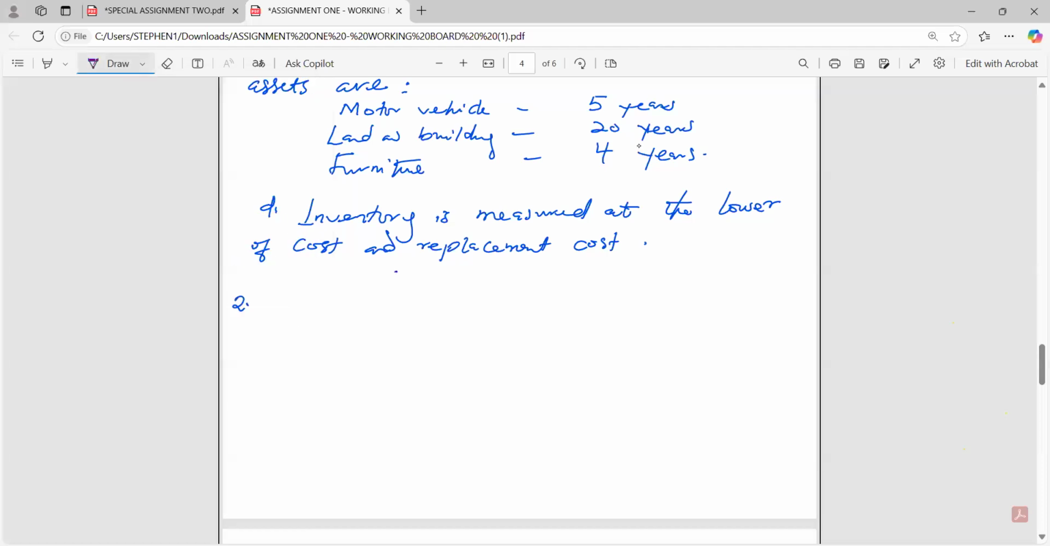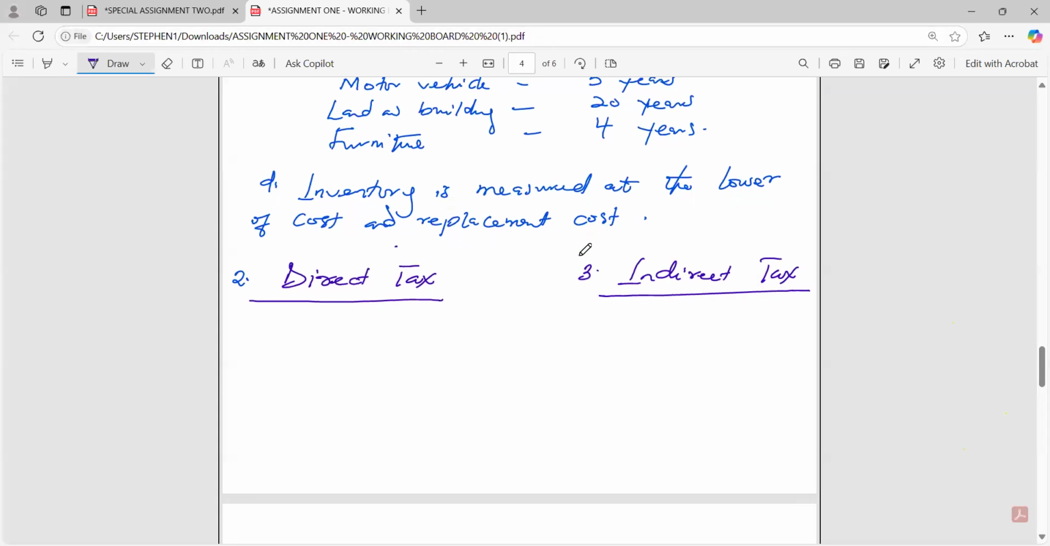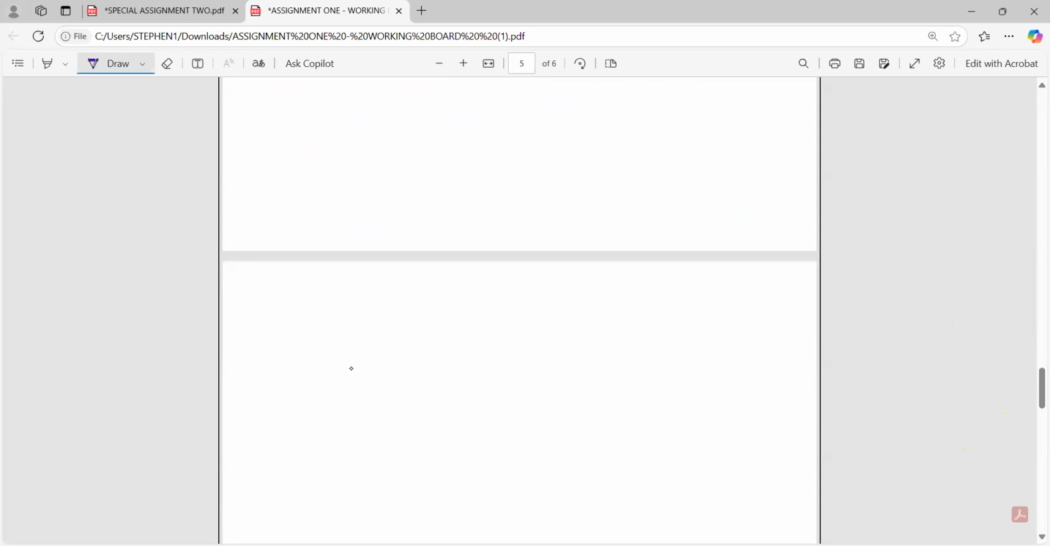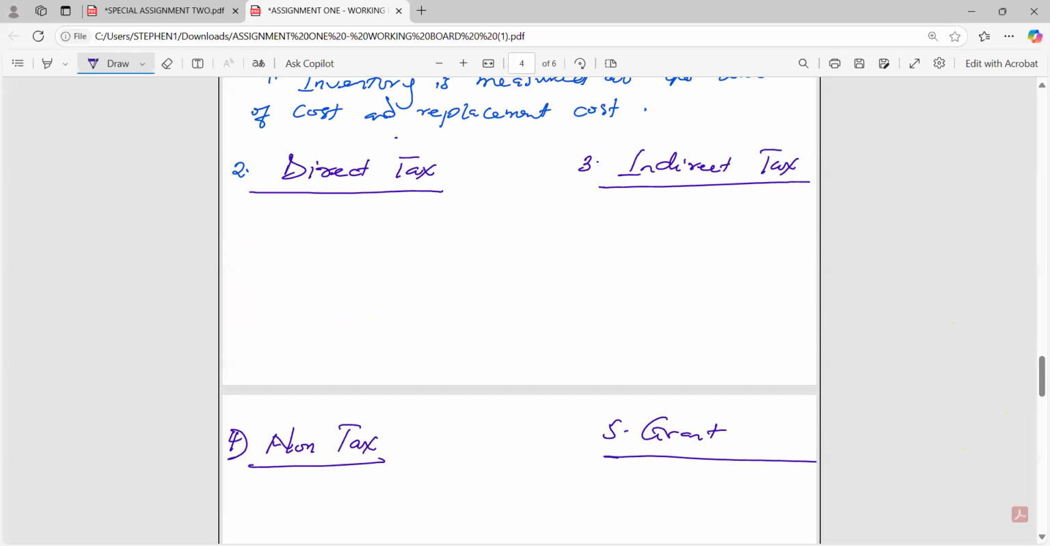Proceed. Direct tax. Indirect. Okay, so you need space. Note 4, non-tax. 5, grants. Let me finish the revenue. When I finish, I come and do the expenditure. Let me finish arranging the revenue.